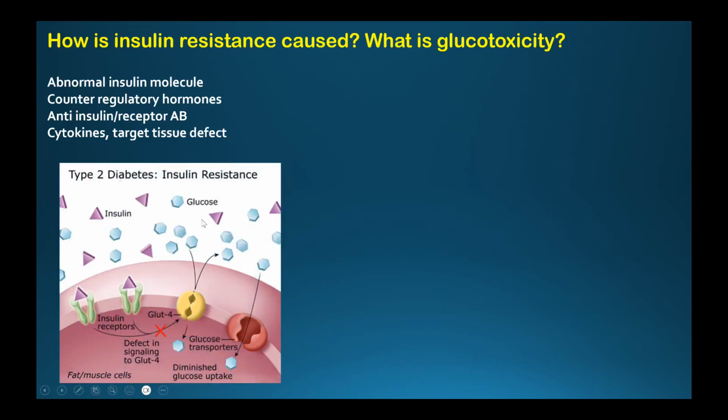Right. So this is the way insulin resistance develops. These are the insulin molecules. They come and occupy the receptors here. And once they occupy, it opens the glucose transporter channel.